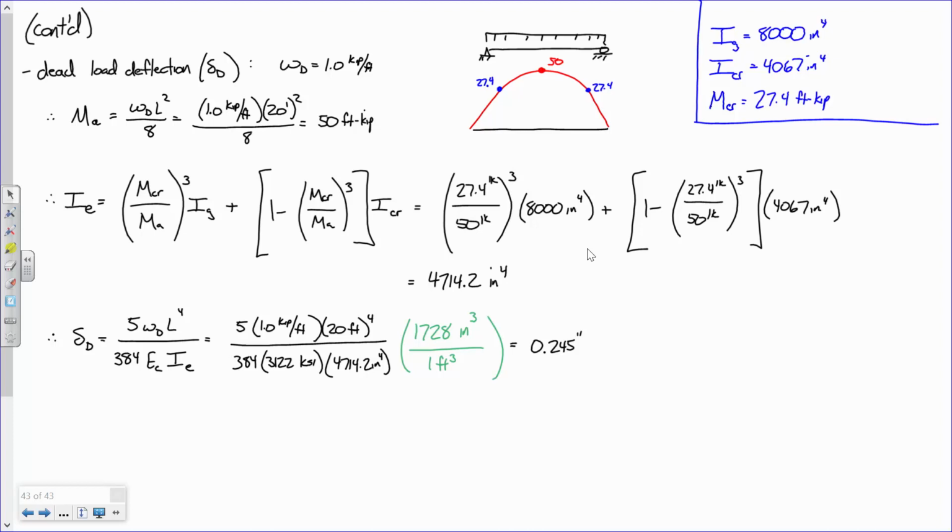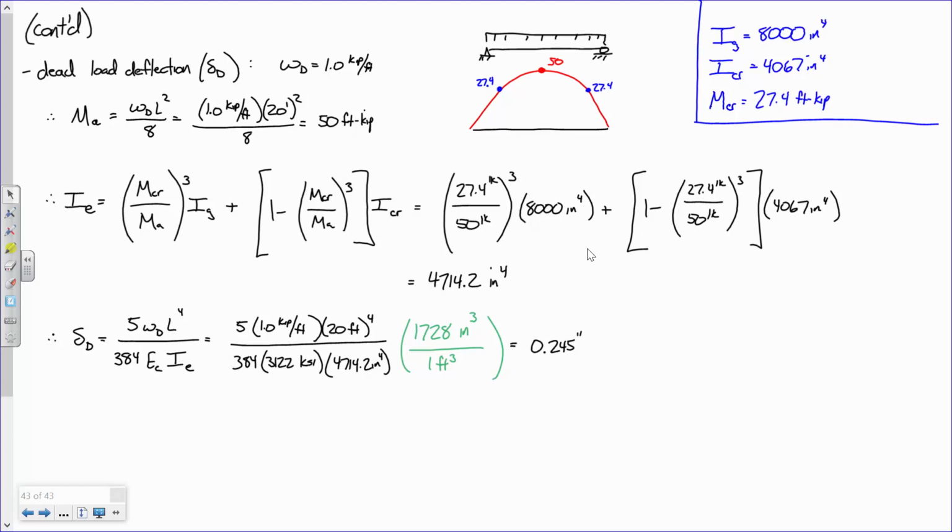So if I look at my moment diagram, I've got my cracking moment that's 27.4, but the maximum moment at midspan is 50. So right off the bat, you can see that some of the beam is cracked and some of it isn't, right? So when we compute our effective moment of inertia, it's not going to be 8,000. It's not going to be 4067. It's going to be somewhere in between. And we got 4714.2 inches to the fourth, right? Remember, don't forget to cube these terms in parentheses. That's an easy mistake to make on the computation side.